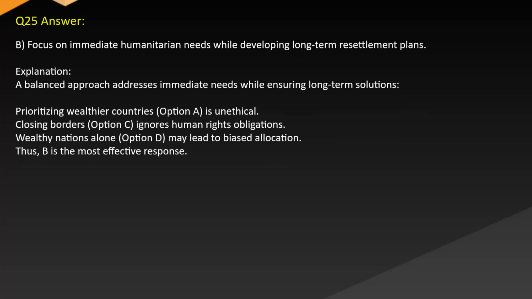Answer B. Explanation. A balanced approach addresses immediate needs while ensuring long-term solutions. Prioritizing wealthier countries, option A, is unethical. Closing borders, option C, ignores human rights obligations. Wealthy nations alone, option D, may lead to biased allocation. Thus, B is the most effective response.